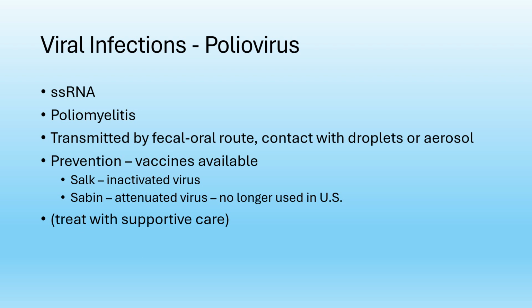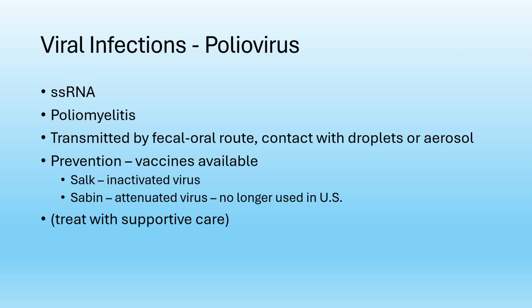Poliovirus, single-stranded RNA. It is the causative agent of polio. The full name is poliomyelitis. That is transmitted by the fecal-oral route. You can have contact with droplets or aerosol. Prevention. Polio used to be a huge concern. Since vaccines became available, the number of cases has dropped dramatically. It has been such a good success rate when talking about vaccines.